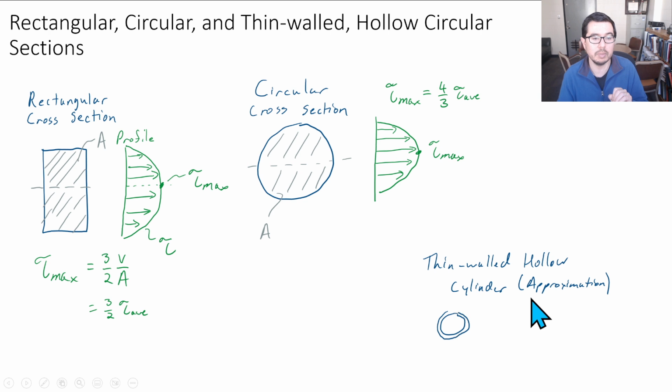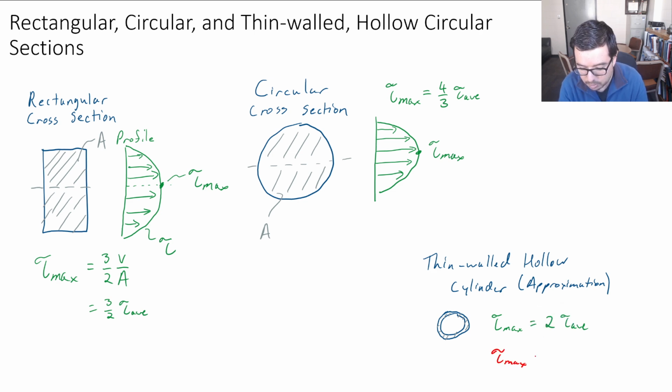So this is an approximation that might be useful, and it is that we can approximate that the maximum shear stress, again at the neutral axis, is going to be approximately... This should really be an approximate expression. Whoops. We'll just write it like this: tau max is approximately 2 times the average shear stress.